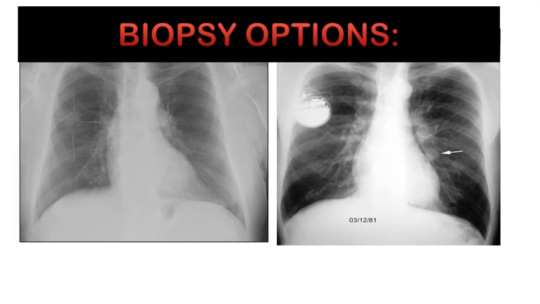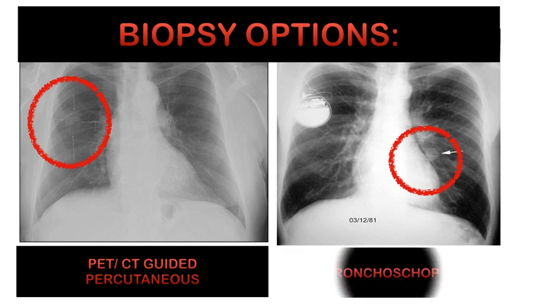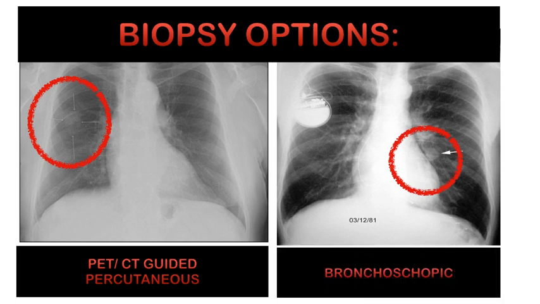There are two approaches for thoracic biopsy depending on the location of the nodule. You can do CT or PET scan guided transthoracic biopsy for peripheral lesions such as the one on the left. For the centrally located masses, like the one on the right, it is safer to do bronchoscopic biopsy.